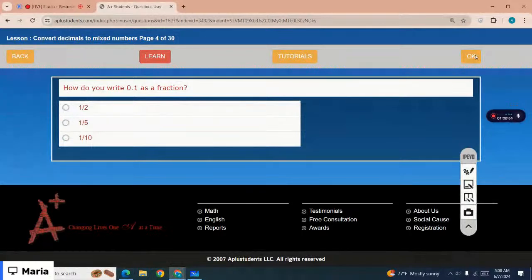How do you write 0.1 as a fraction? So which is the correct option? That is 1 by 10. Option number 3 is the correct option. Very good.